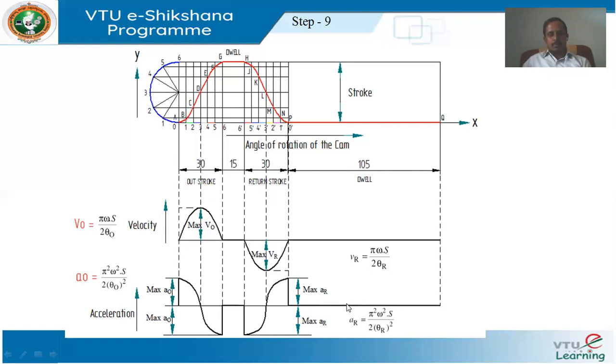Then during the second dwell period, the follower motion becomes constant and comes along the reference line till the end of cam rotation. So this is the method to construct velocity and acceleration diagrams with reference to the displacement diagram under simple harmonic motion.